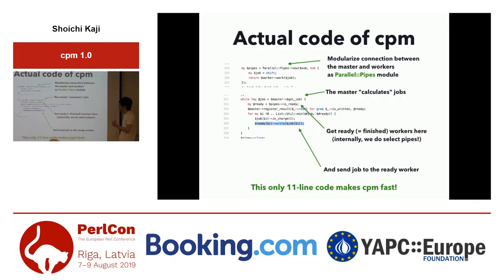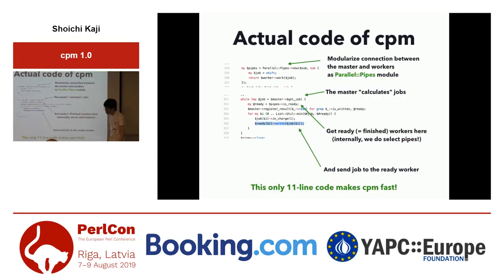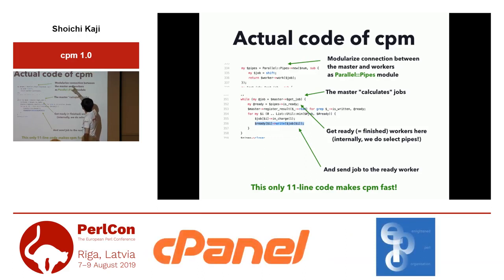So this is the actual code of CPM. I modularized the connection between the master and workers as a parallel pipes module. This forks processes and creates pipes.